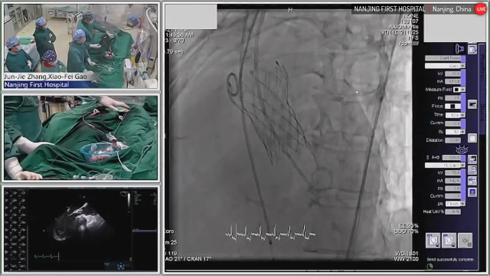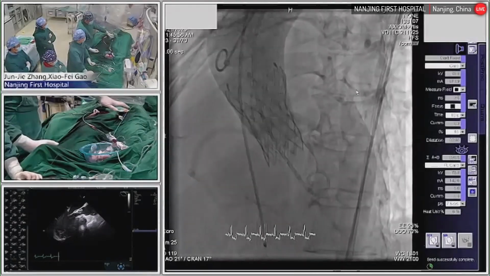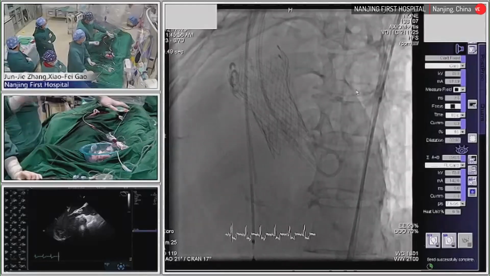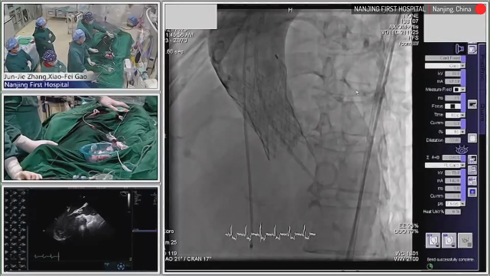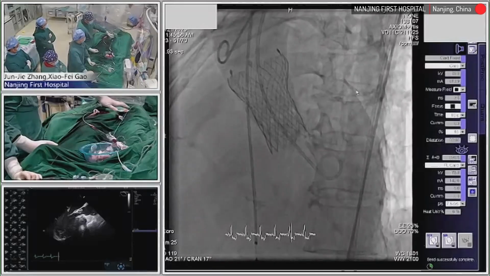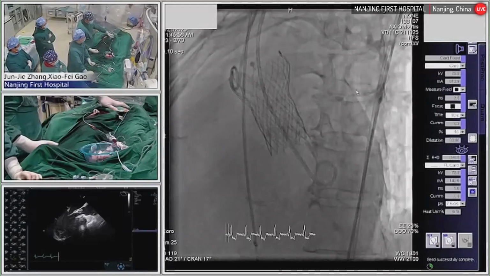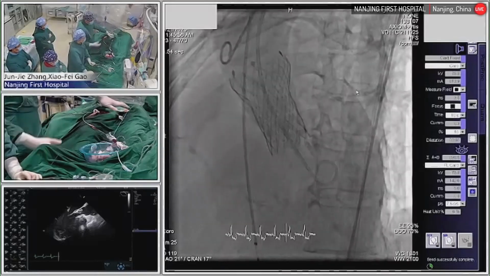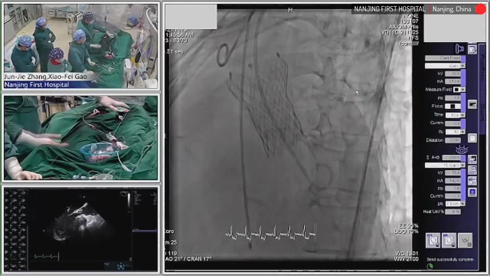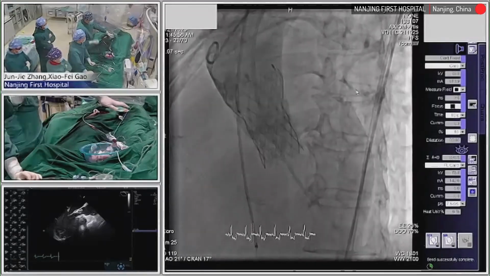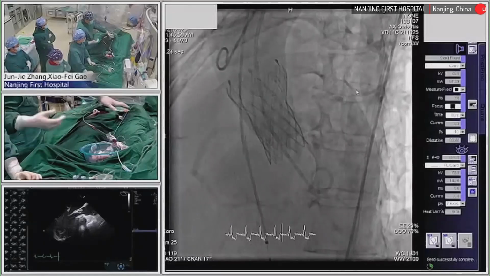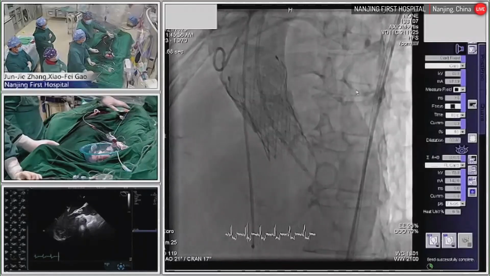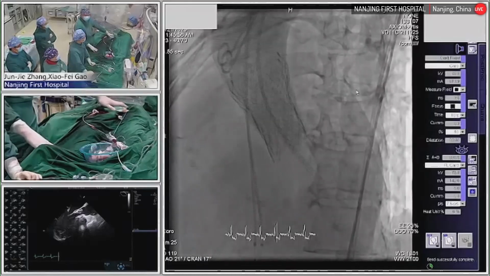After valve deployment, according to the valve shape and also from the echo information, the valve was underdeployed. So we did an 80 millimeter balloon post dilation successfully, and the final result shows the gradient went down to 0 and the peak velocity was only 1.4. There is a minor PVR and no coronary obstruction. So this is our case. Thank you very much for your attention.